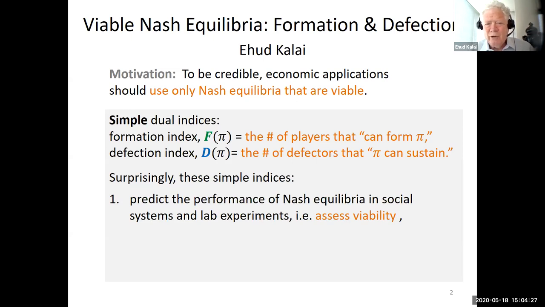So to discuss viability, I want to start by discussing two indices that are helpful for this. A formation index, F of pi, which broadly speaking is the number of players that can form the equilibrium pi, and a defection index, D of pi, is the number of defectors that pi can sustain. What was surprising to me and very nice to know is that these two simple indices succeed in predicting the performance of Nash equilibrium in social systems and in lab and field experiments. So in other words, they assess viability as it really is in real life.